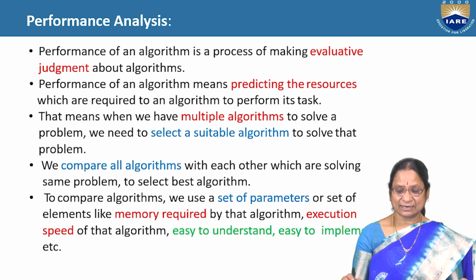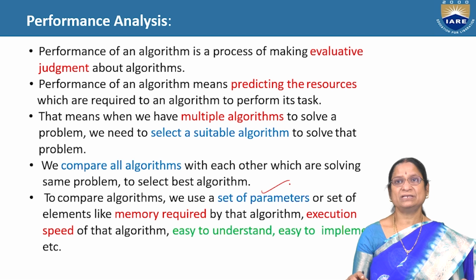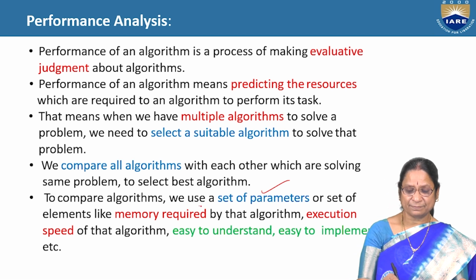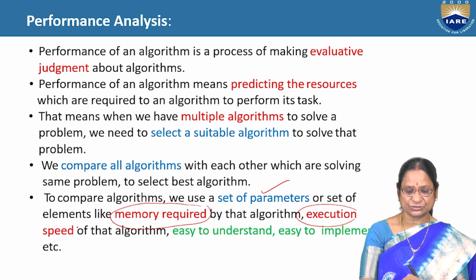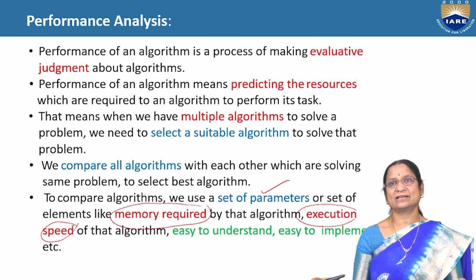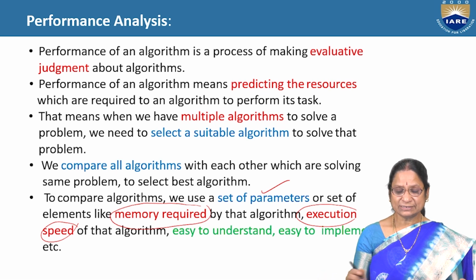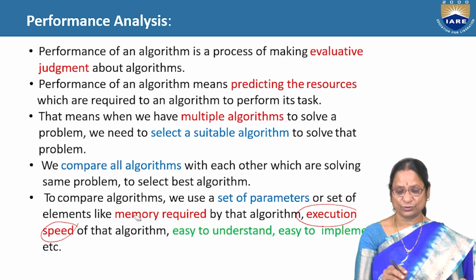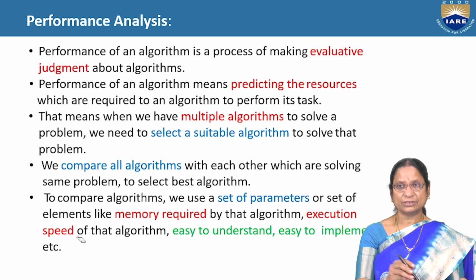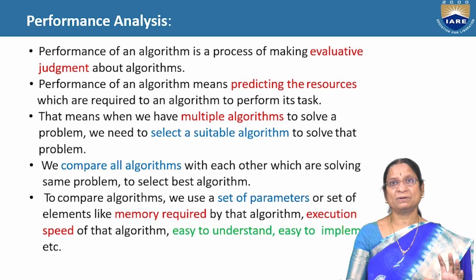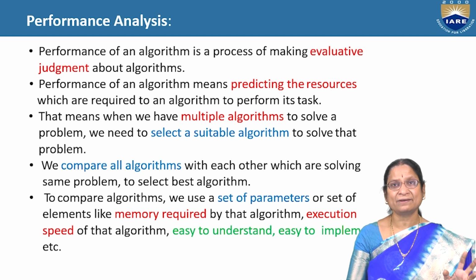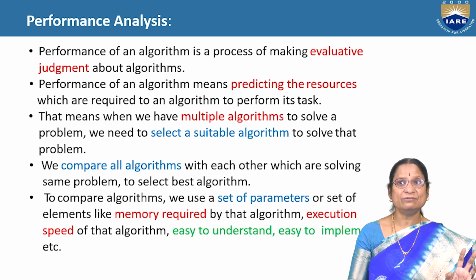So to compare all these algorithms, a set of parameters are going to be considered, as we discussed earlier. The main parameters are how much memory is required and how much execution speed or time is going to be considered. These are the two measures we will consider to analyze our algorithm and to specify the performance of our algorithm. Based upon these two parameters, we will compare all existing algorithms and choose the best one.